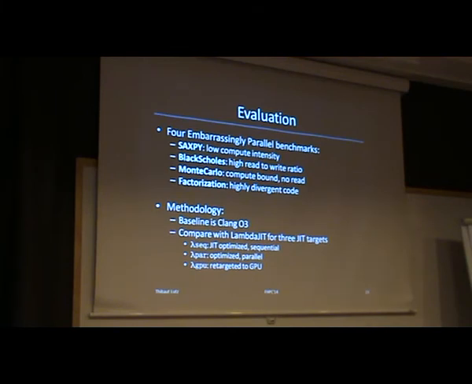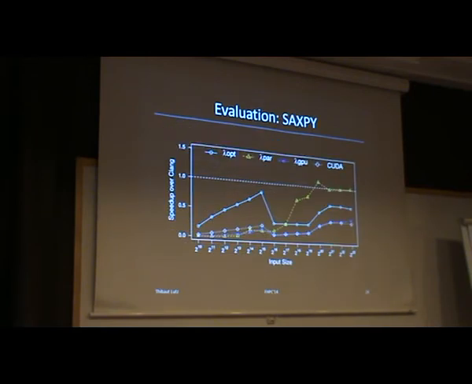We have LambdaPar, which is we JIT the lambda and we parallelize the code. And we have LambdaGPU, which is we delegate the code to the GPU. So the first application, SAXP, you can see that basically all the targets fail to have speedup. So this means that it's not a technique that always works. It's not always safe to parallelize or to delegate to GPU.